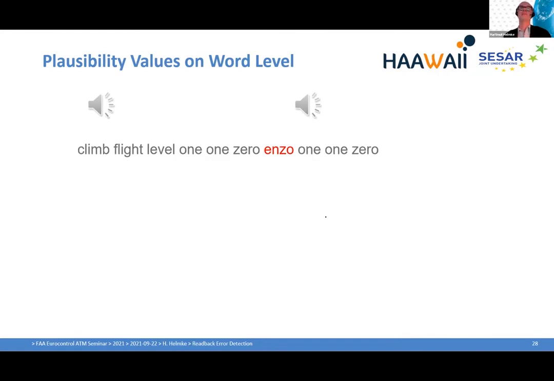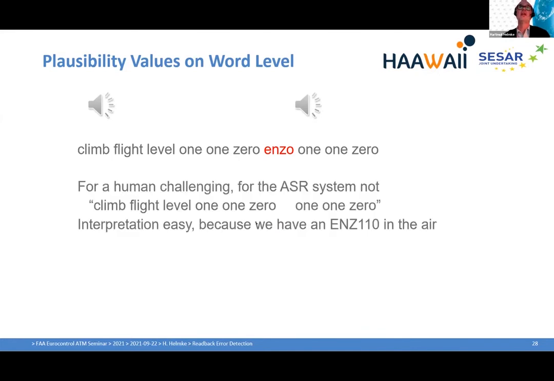Number 110 is 110. Now here two pilots are talking at the same time. That's a problem. In those cases there should be an output, an indicator, which shows that we have low plausibility here. And this utterance maybe should be excluded from readback error detection. Surprisingly, this was nearly perfectly recognized by our speech recognition system.